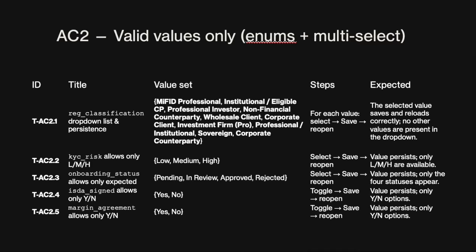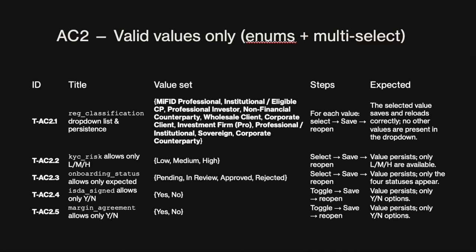Test AC 2.1, reg classification dropdown and persistence. We iterate through the full list, MiFID professional through corporate counterparty. For each one, select, save, reopen. Expectation, it reloads exactly as chosen and the dropdown contains only the enumerated set. This catches mapping mistakes and missing options.